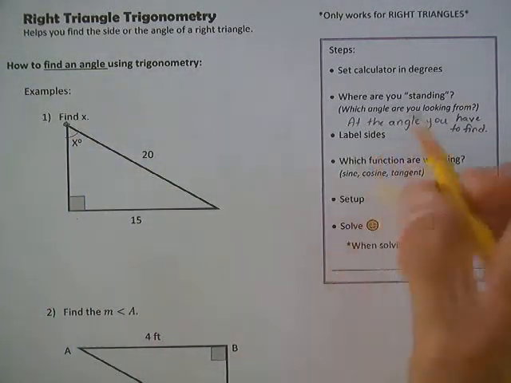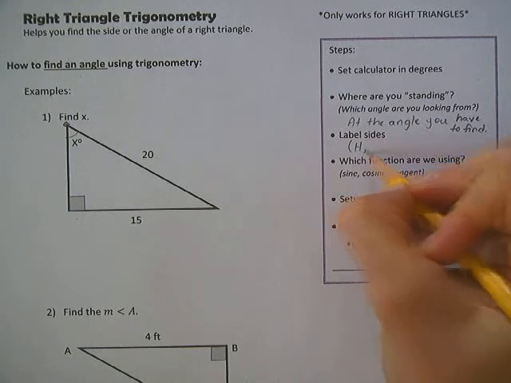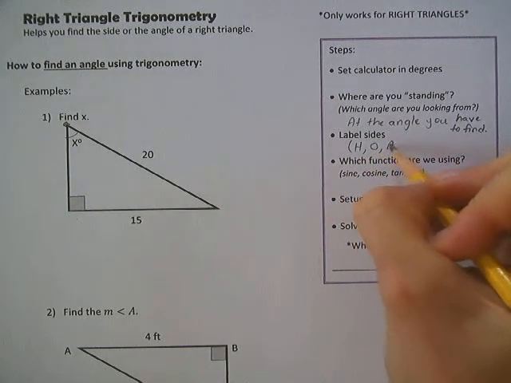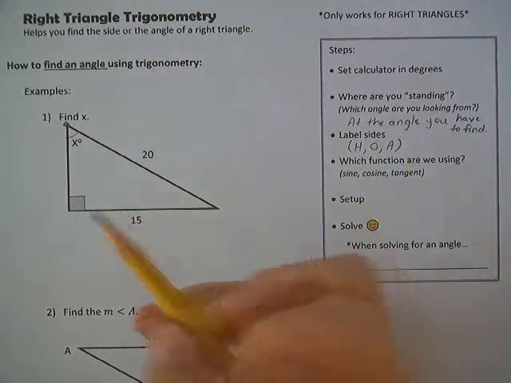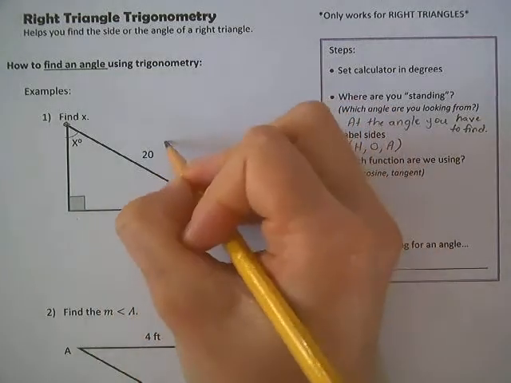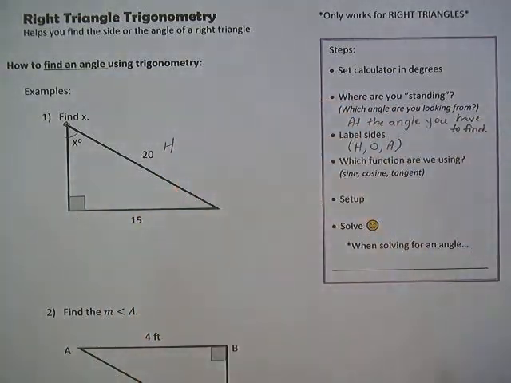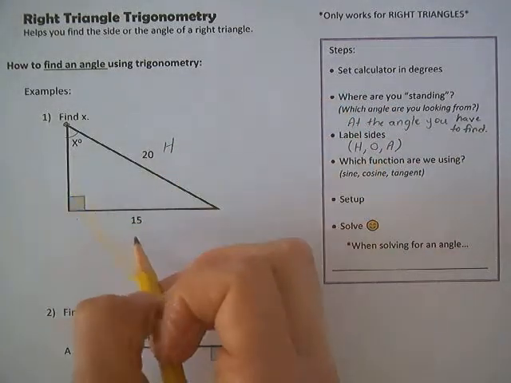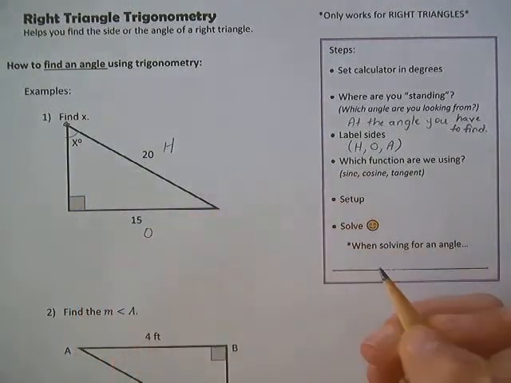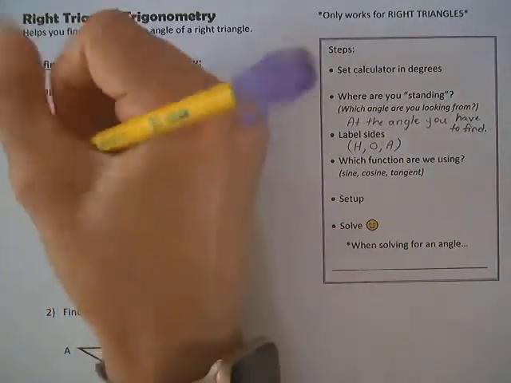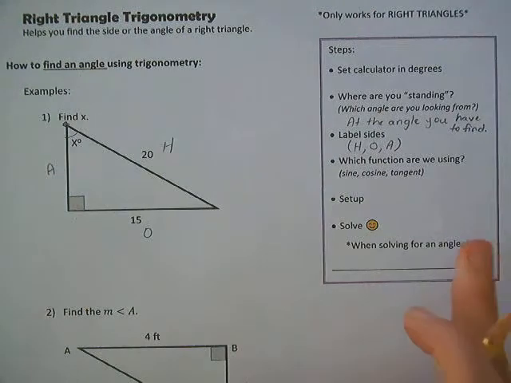And then we label our sides, which remember the sides you're going to label the hypotenuse, then the opposite, and then the adjacent. So the hypotenuse is across from your 90. So this is your hypotenuse. The opposite is opposite of where you're standing. So this would be the opposite. And then the adjacent is beside you, but it's not your hypotenuse.